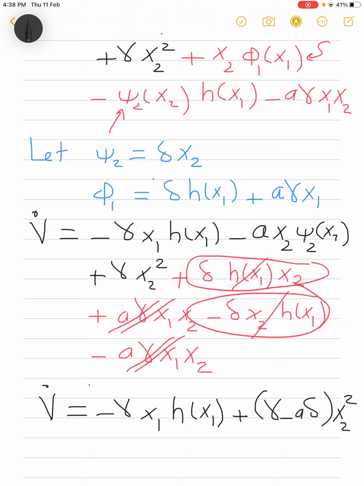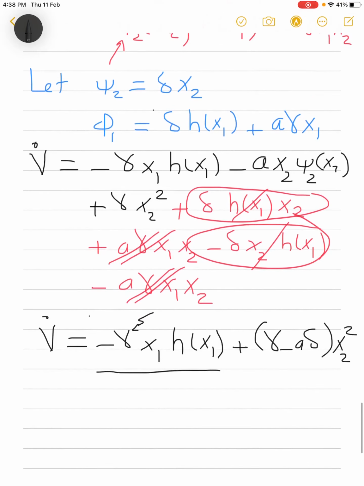And of course we require this function to be negative definite, so we already assume that x1 times h of x1 is a positive quantity. So if we select gamma to be positive, then the first term here will be negative. And also by proper choice of delta and gamma, we could make sure that the second term is also negative. So we have to select gamma to be less than a times delta. That's why we left the constant gamma and the delta free, so that we can select them later on and achieve our requirements.